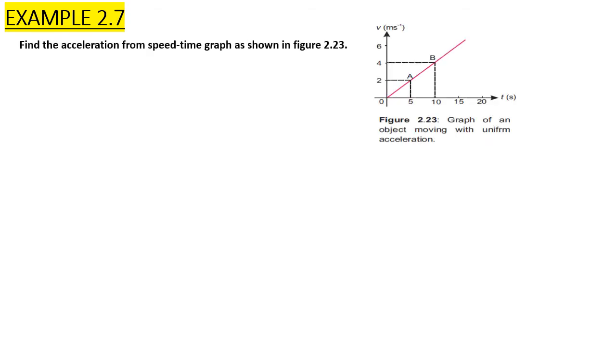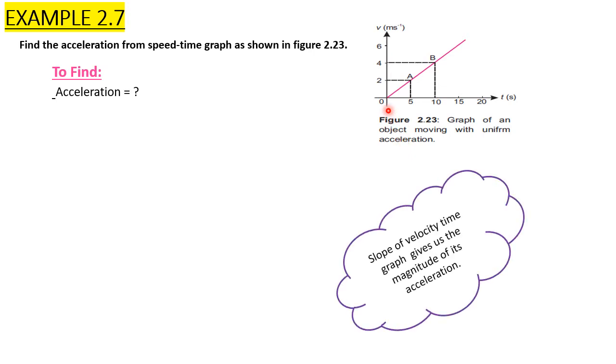Example 2.7. This is the statement of example 2.7. Find the acceleration from the speed time graph as shown in figure 2.23. This is the graph given here and we have to find out the acceleration. If you remember how we can find out the acceleration, by using the concept of slope, because slope gives us the acceleration in a velocity time graph.